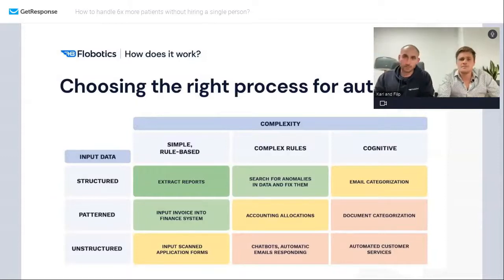Well, we like to pick the processes that have the most bang for the buck for the client. That makes sense, right? So high volume, easy decision automations. We use this, let's say, 3x3 grid to kind of categorize 2 inputs. Complexity: how complex is the decision making? Is it simple? Is it medium? Is it difficult? And then input data.